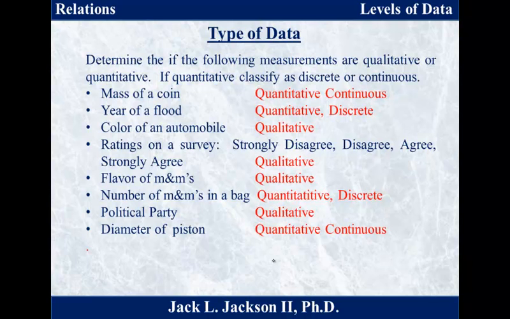The color of an automobile is qualitative. The ratings on a survey are qualitative. The flavor of M&Ms is qualitative. The number of M&Ms in the bag is quantitative, but it's discrete. They're just counts. Political party is qualitative. The diameter of a piston is quantitative, and it is continuous.